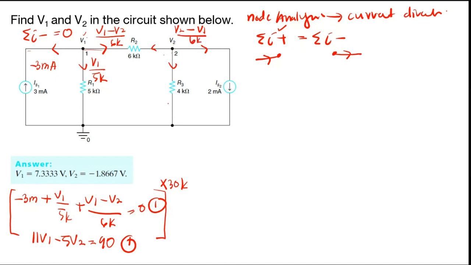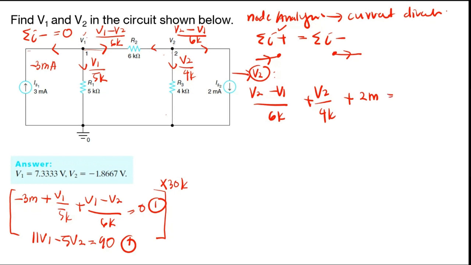Okay, and then for here you will have V2 over 4K, and this one is going to be 2 mA. So for this V2 you will have the equation: V2 minus V1 over 6K plus V2 over 4K plus 2 milliampere equal to 0. So this is your second equation.